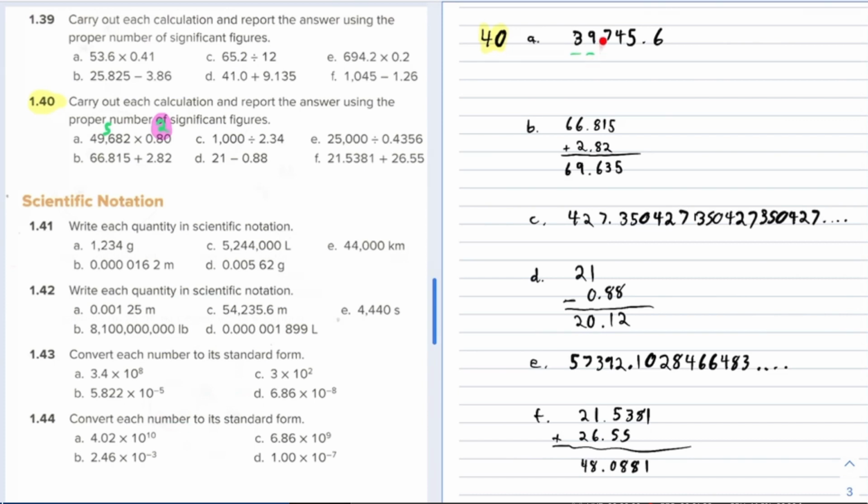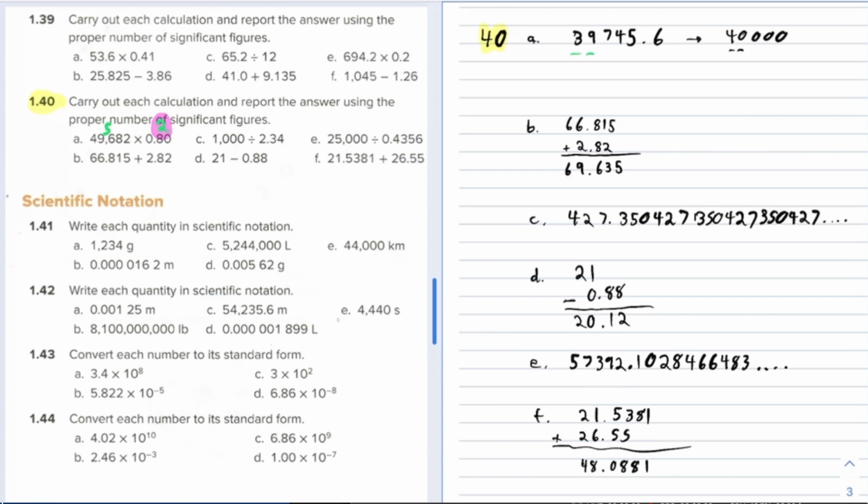Okay, right there. So this is a 7. That's going to round up. Okay, so the 9's going to round up to 10. This is going to be basically 40, and then 0, 0, 0. So 39,745.6 is going to round up to 40,000. So this is a 2 sig fig 40,000.